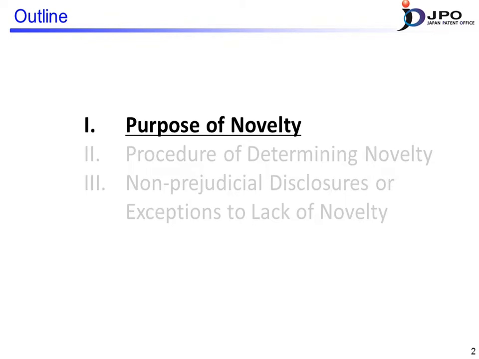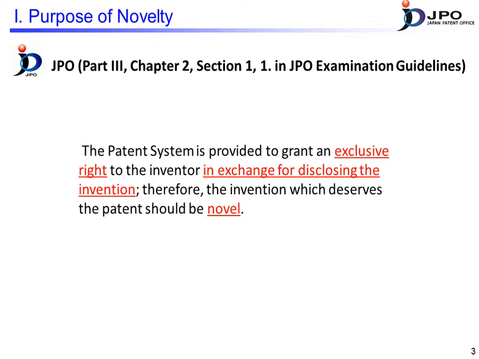First, let's look at the purpose of novelty. This is the purpose of novelty, as indicated in the JPO examination guidelines. The patent system is provided to grant an exclusive right to a patentee for a specified period under specified conditions, in exchange for disclosing the invention. Therefore, the invention that deserves the patent should be novel.